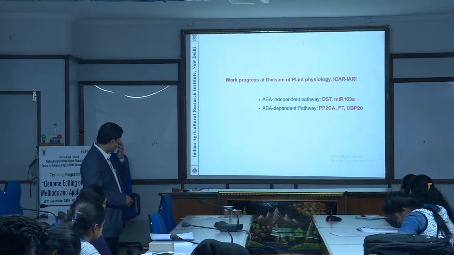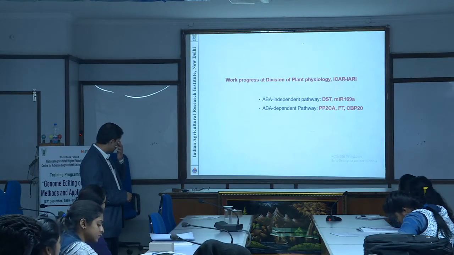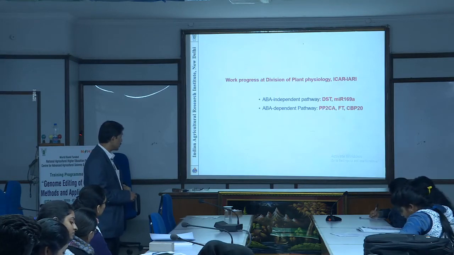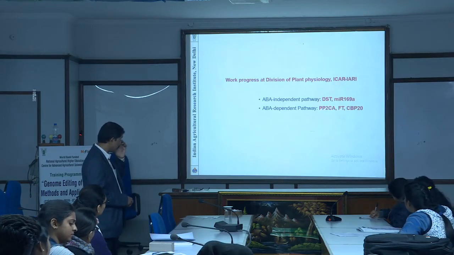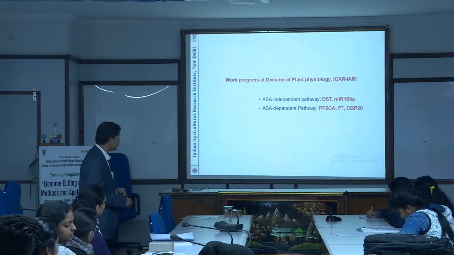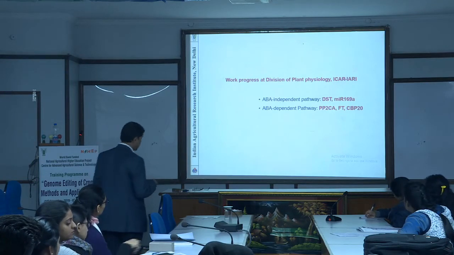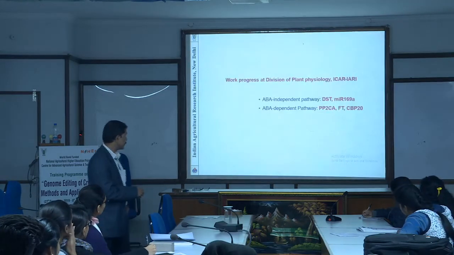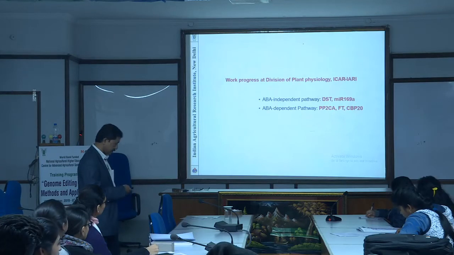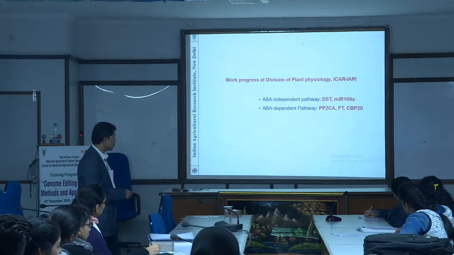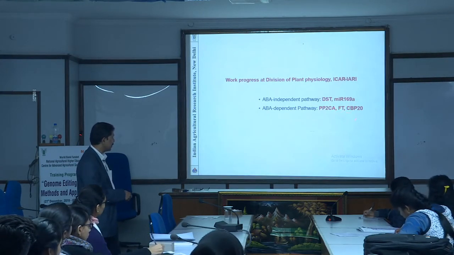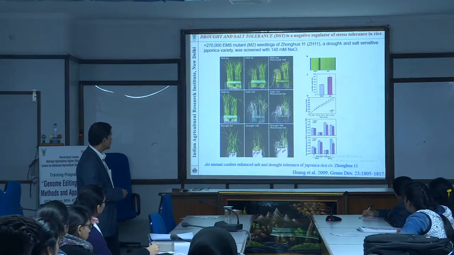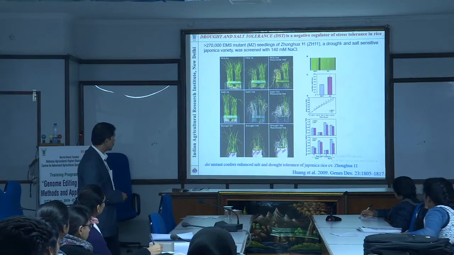In our lab, since last year, we are also working on some of these genes for drought and salt tolerance: microRNA169, protein phosphatase 2C, farnesyl transferase, and CBP20. These are the stress-related genes we are working with. In one gene, we have made some progress. In another gene, the work is in progress. Some mutants have been identified in some of them, and in some of them it is in the process of development. One of the genes we selected was the drought and salt tolerance gene.